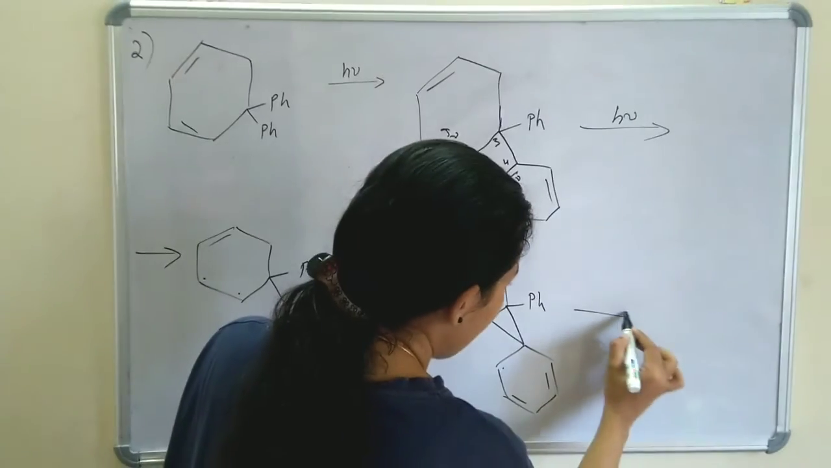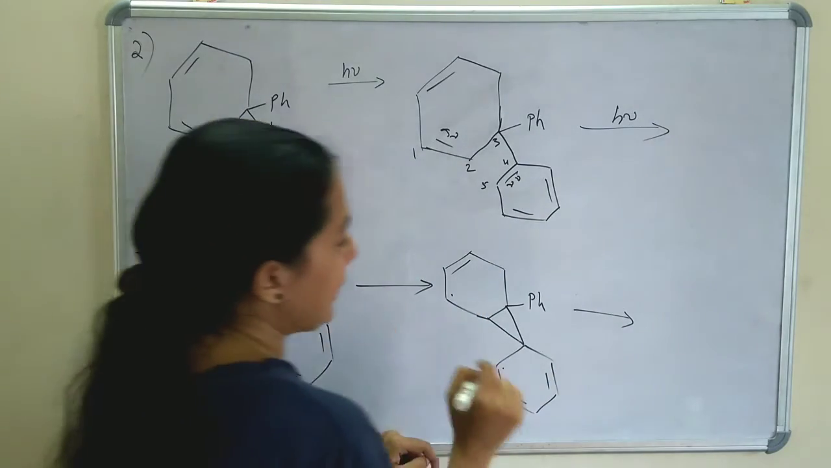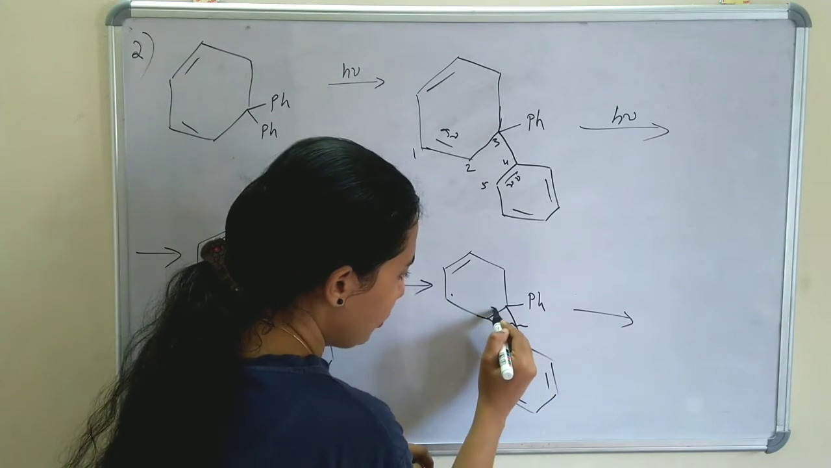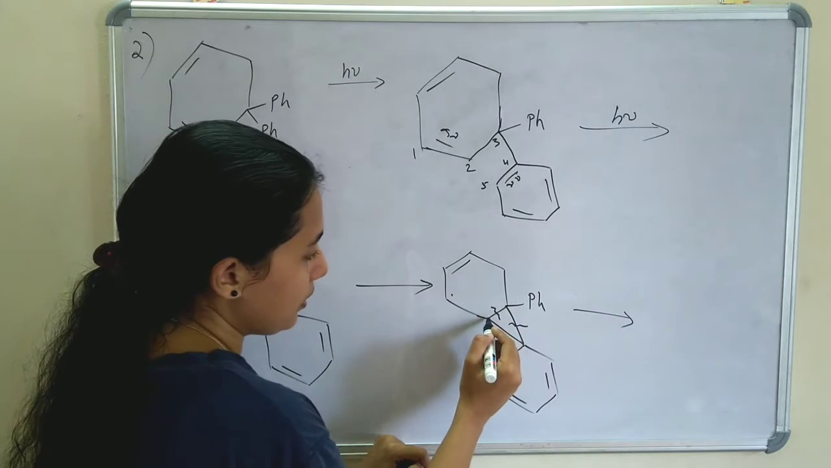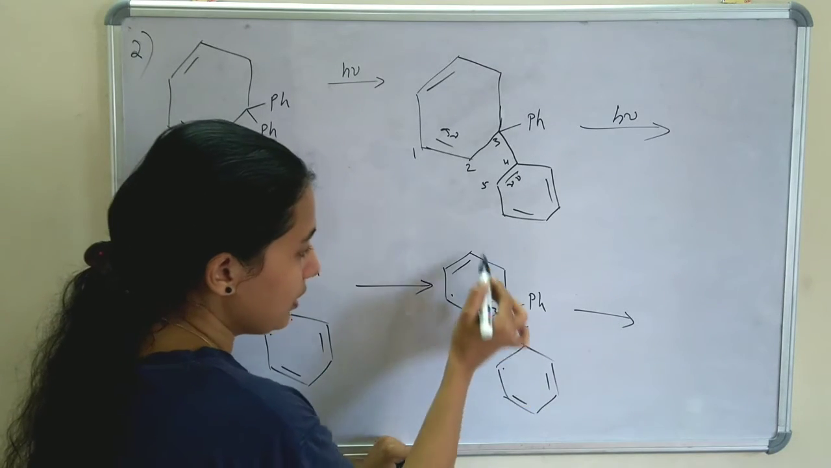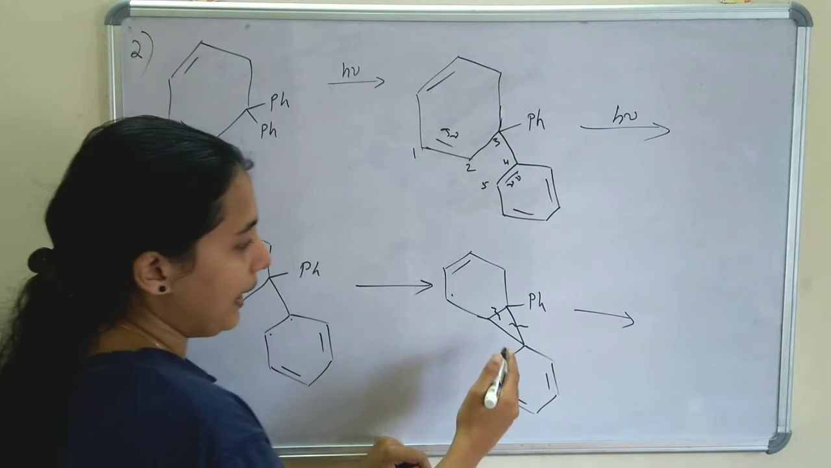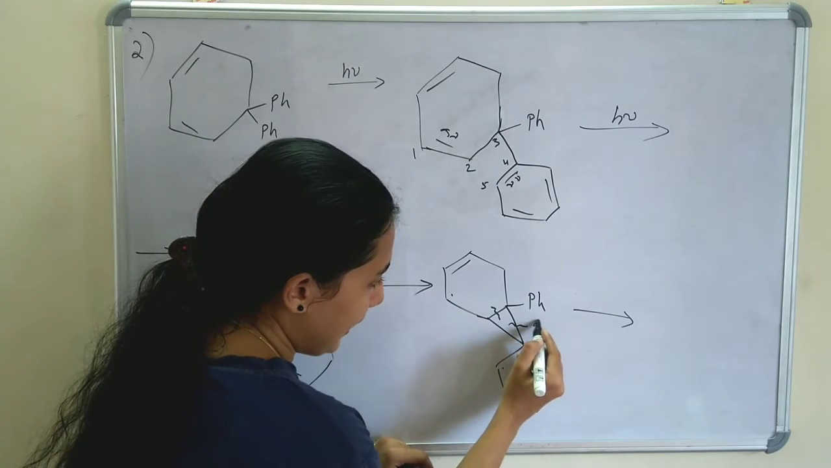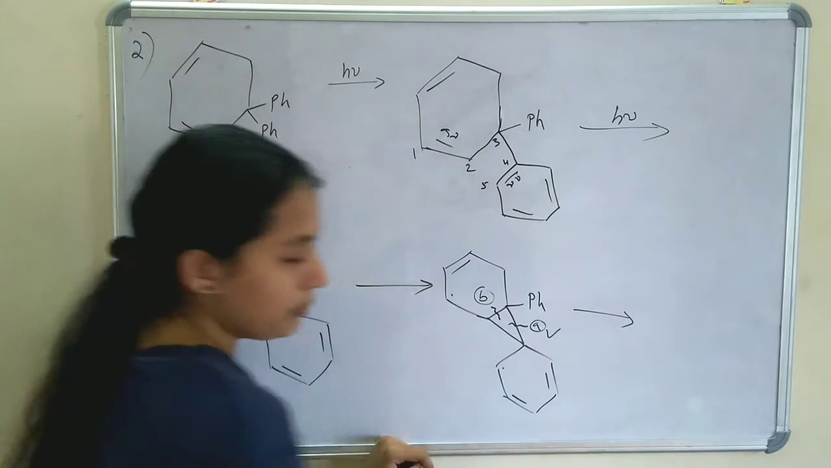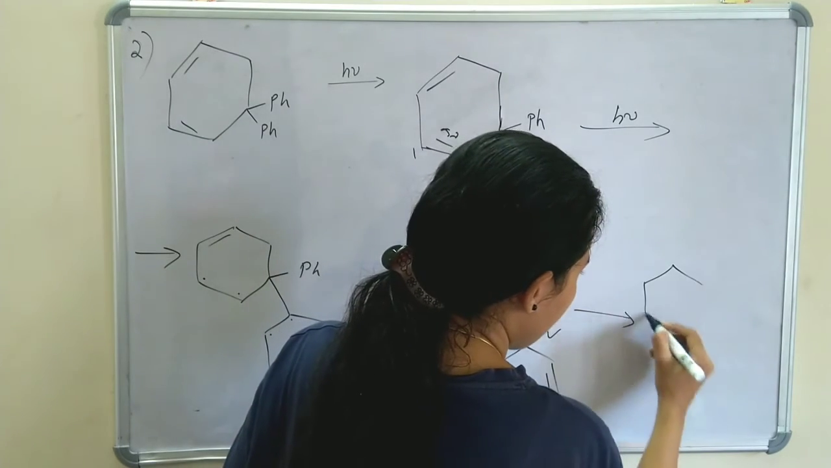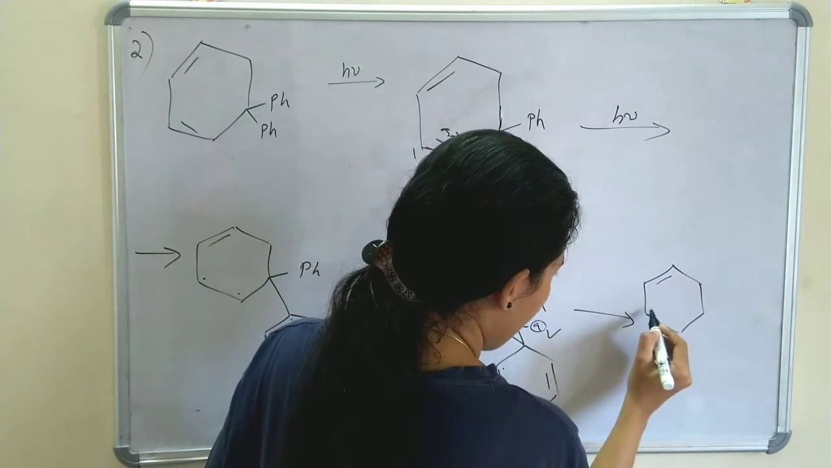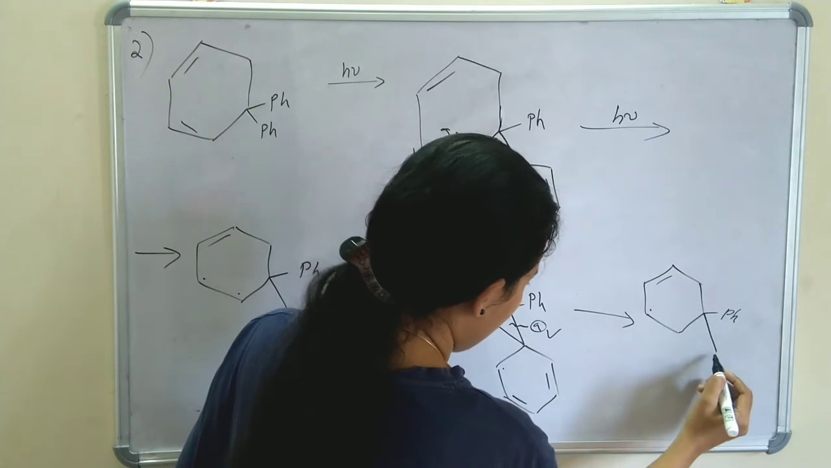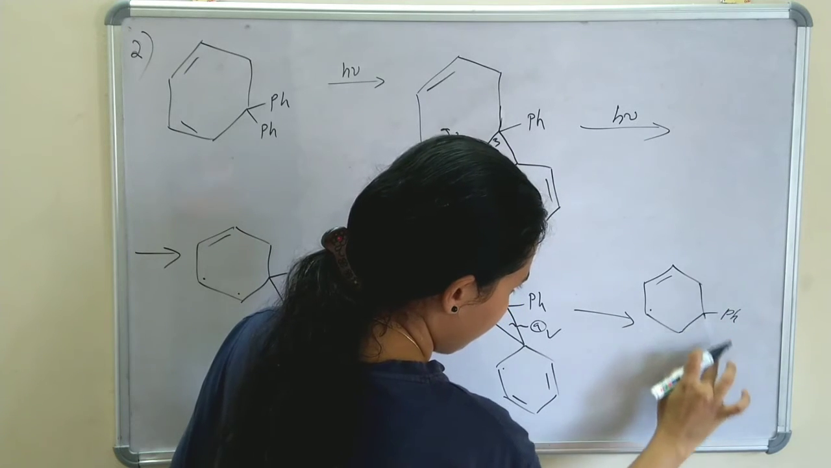And now what happens? Another homolytic cleavage should take place, and this is the newly formed bond, so this does not break. So either this or this can break. This does not break, because if we break this, the cyclohexane ring will be lost and there will be no aromaticity in this phenyl ring. So we will break this bond, this is A, and this is B. We will break the A bond. So we will get here a radical and here a Ph. Then okay, we are breaking this A bond.